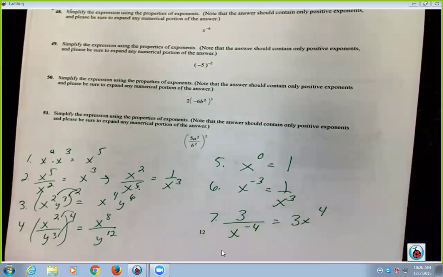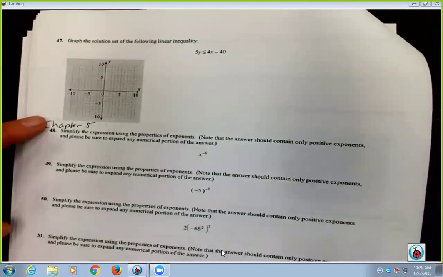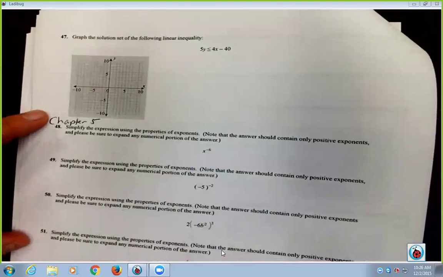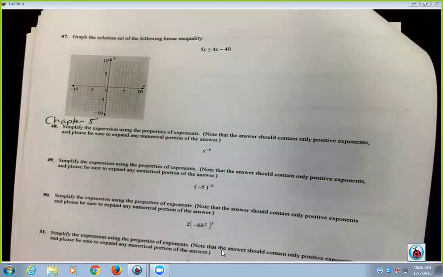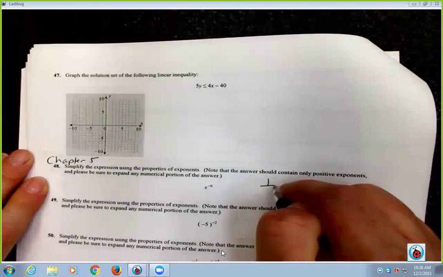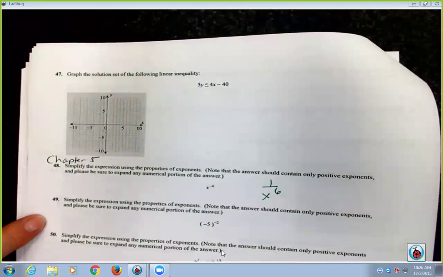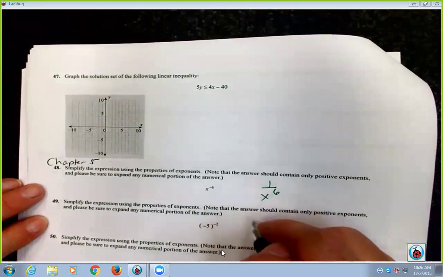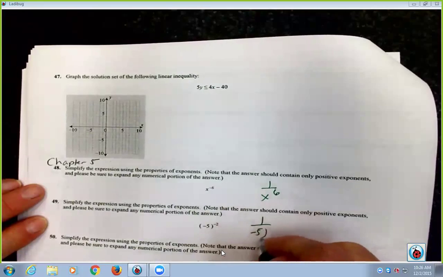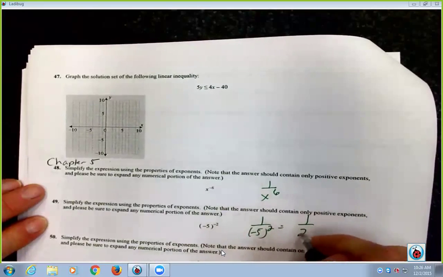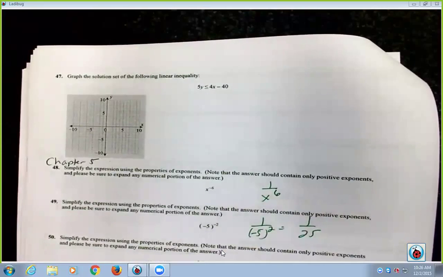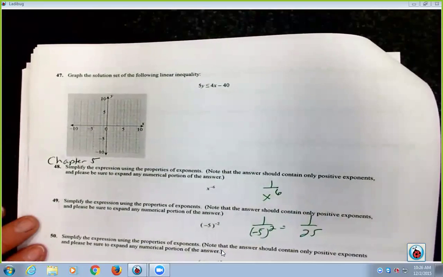And then what they do is the problems up above, problems 48 through 51, are all applying those rules, and letting you know what takes place with them. So the first one just moves. Number 45 just moves to the denominator. Number 49 also moves to the denominator and becomes 1 over 25 when you square the 5.